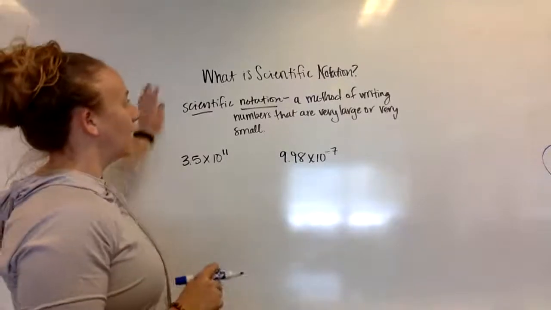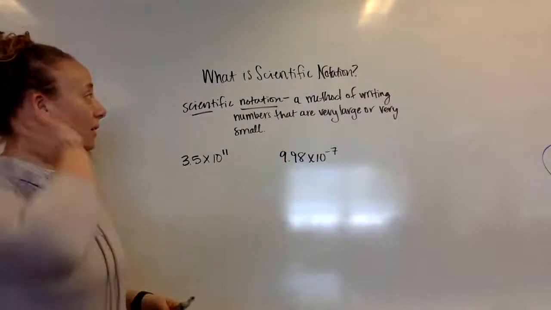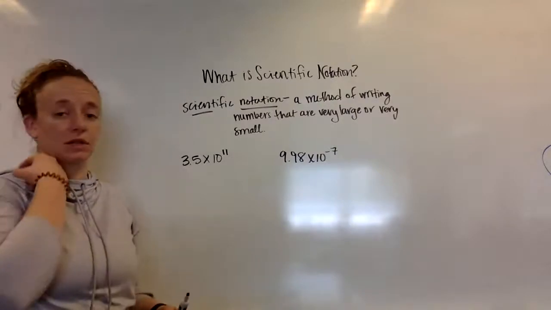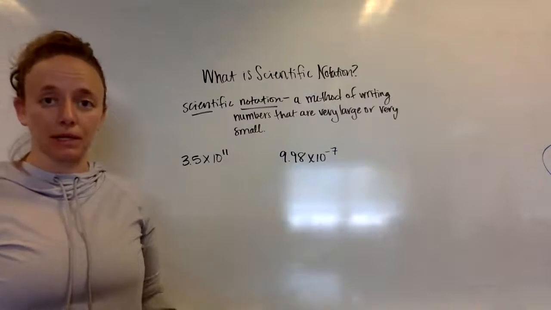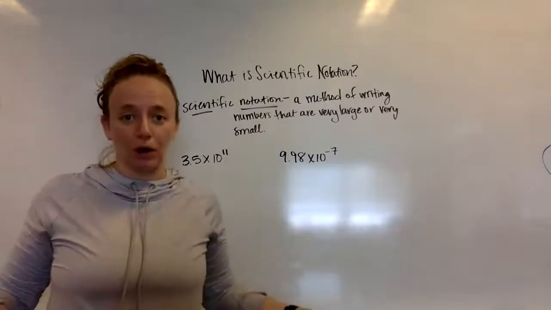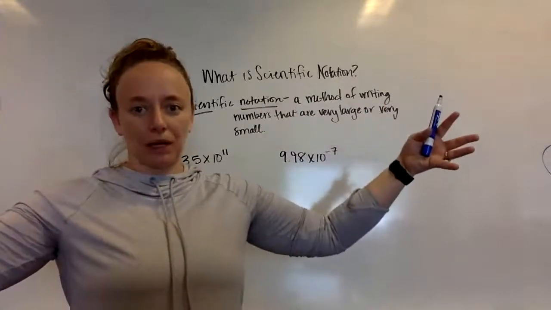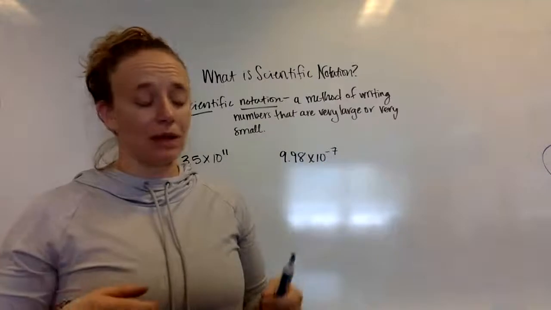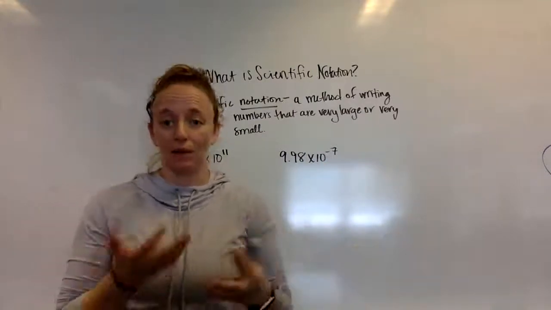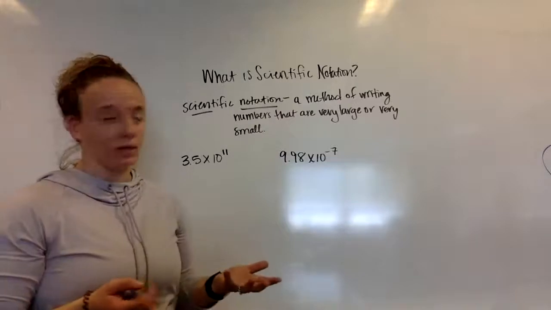Here we go. Scientific notation. First, we need to know what it is. Scientific notation is a method of writing numbers that are really, really big or really, really small. So think of the weight of Jupiter. We can't really describe that in terms of what it truly is and conceptualize it. So we might as well write it in a way that at least helps us deal with the number. And so we can use scientific notation to do that.